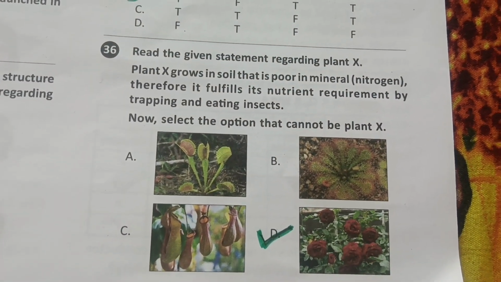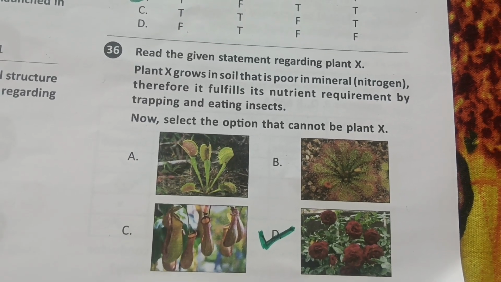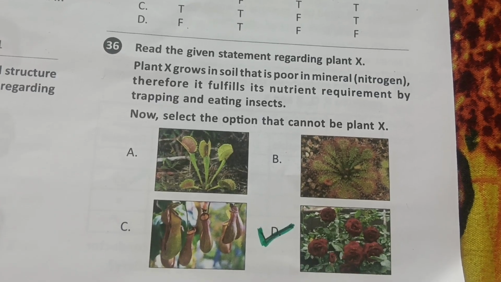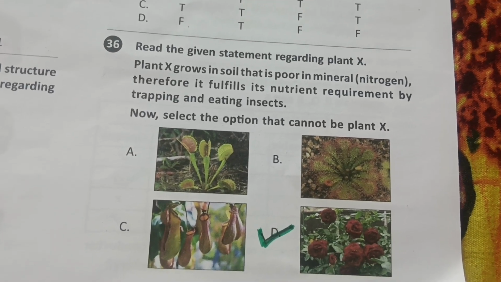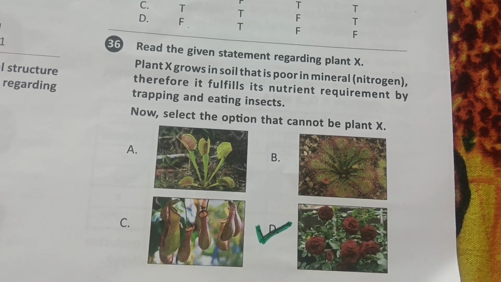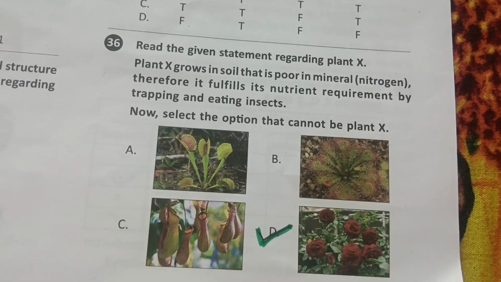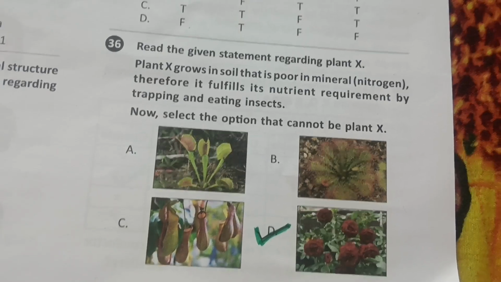Read the statement regarding the plant X. Plant X grows in soil which is poor in minerals. Therefore, it fulfills its nutrient requirement by trapping and eating insects. Select the option that cannot be plant X. A is an insectivorous plant, B is also insectivorous, C is also insectivorous. So D is not an insectivorous plant. Option D.